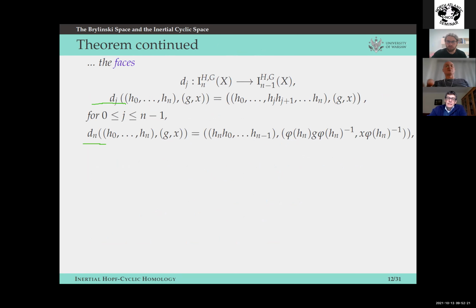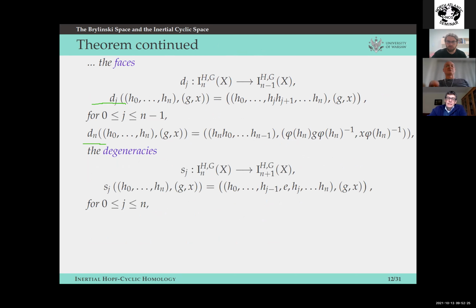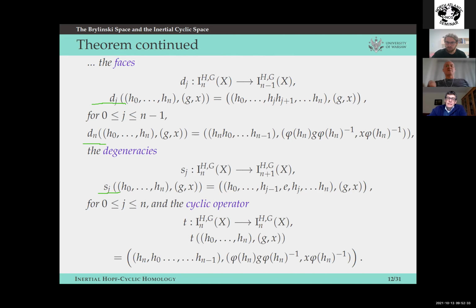Then we have the degeneracies. Yes. These are these operators. And we have the cyclic operator, defined by the following formula. So maybe they are not very clear. These degeneracies, like this one, are very obvious. But the cyclic operator here and axioms of the cyclic object produce quite complicated phases of this form, like this, as usual in a Hopf-cyclic case.